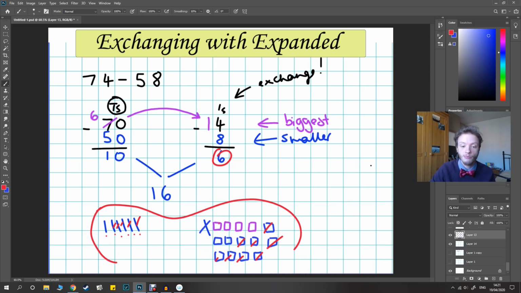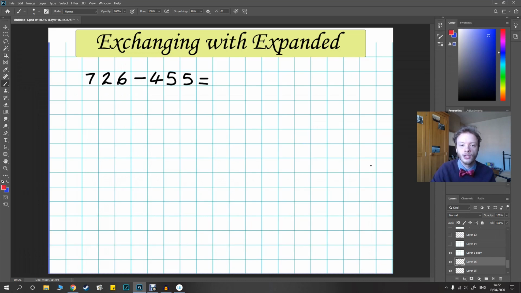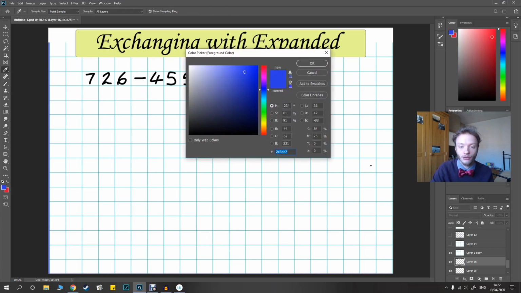I'm going to work through one more example. I'll include some Dienes jottings as well, this time looking at 3-digit numbers. It doesn't get any more complicated, but we might not be exchanging from the same place. Remembering that we're exchanging from the next column over.